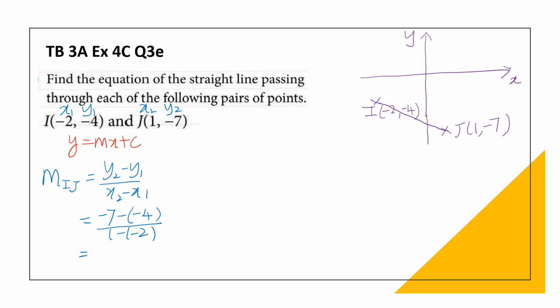All right, -7 minus bracket -4, close bracket, over 1 minus bracket -2. So it gives us -1 as the gradient. And we are not done yet. Why are we not done yet? We need to substitute this value into our y equals mx plus c, and we'll get y equals -1 times x plus c, and that gives you y equals -x plus c.